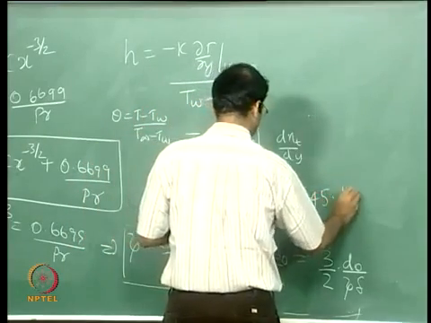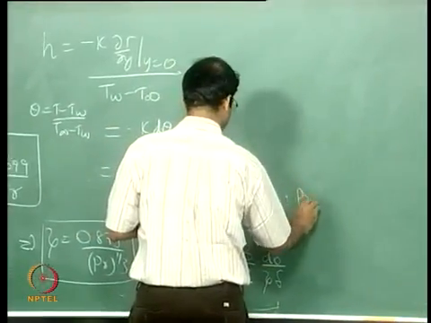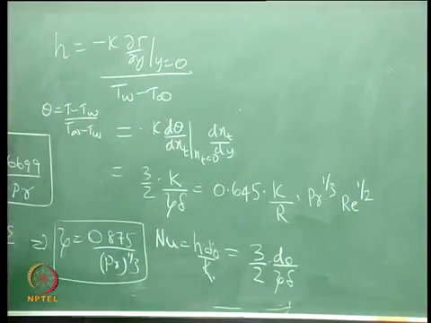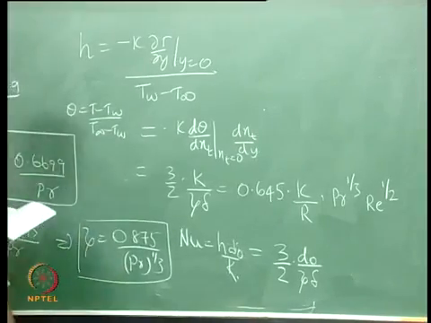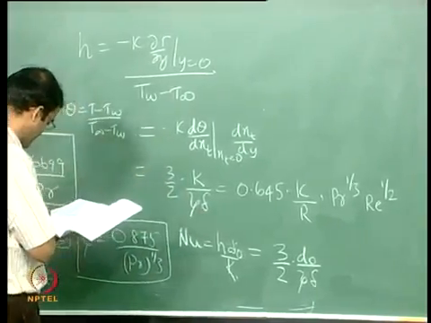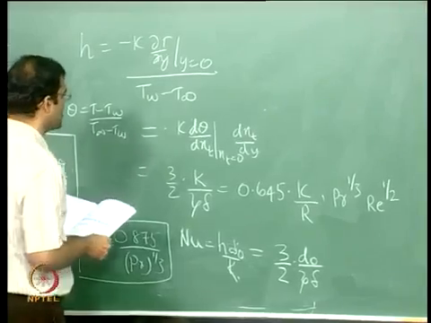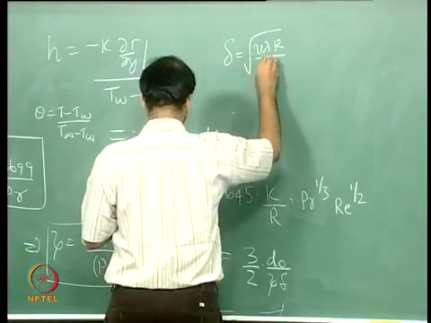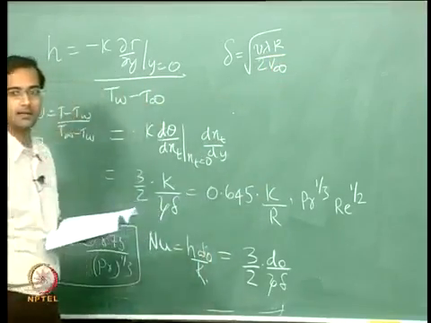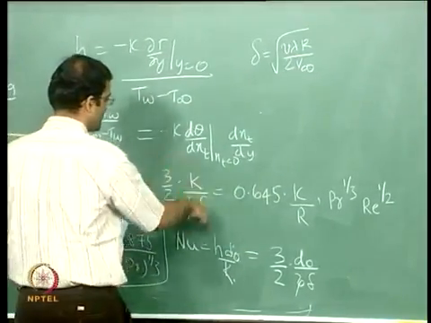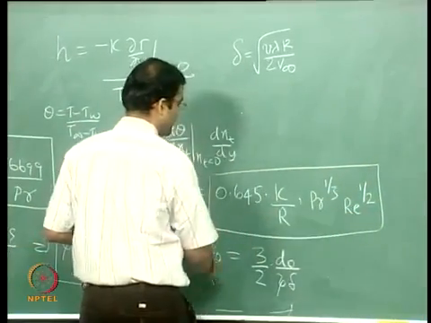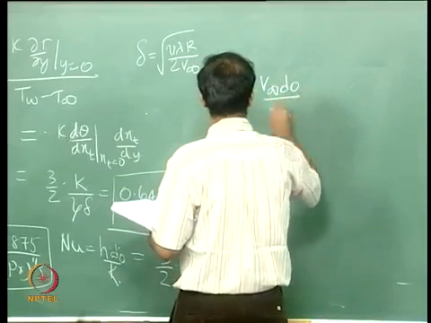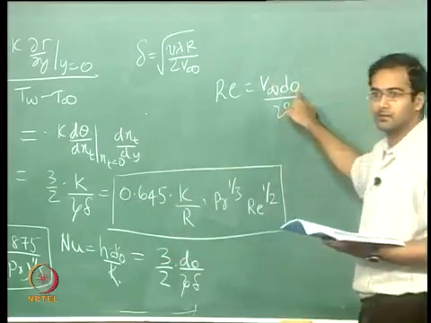0.645 into k by r into Pr to the power 1/3 Re to the power half. Okay, so this is already in terms of Pr, and my delta, I know the expression for delta, which is nothing but square root of nu lambda r by 2 v infinity, correct. So I am substituting everything into this, and finally I can write in terms of Prandtl number and Reynolds number, where my Reynolds number here is defined as v infinity into d naught by nu. So d naught is 2 times r, okay.